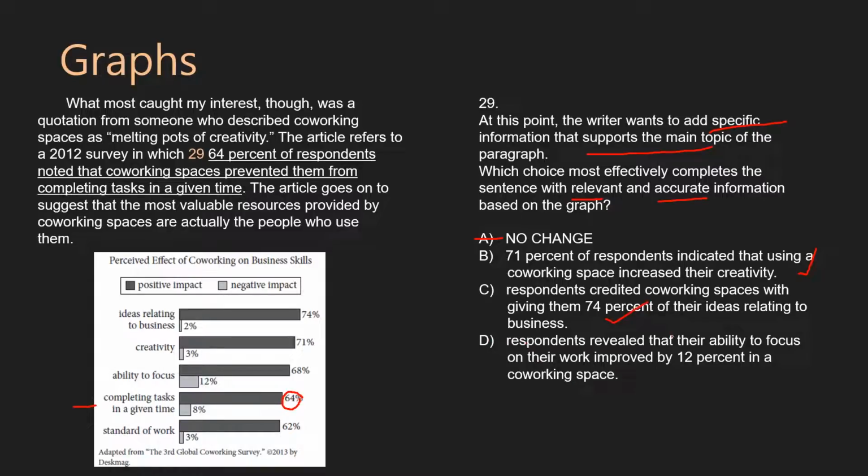D says respondents revealed that their ability to focus on their work improved by 12% in a co-working space. Well, their ability to focus is right here, and it's saying that it improved, yet I see that it's a negative thing that was 12%. And to be honest, it's not even clear whether their focus decreased by 12%. It's 12% of respondents. But either way, we know that's not the right answer, right? It can't be right. So B and C we're left with.